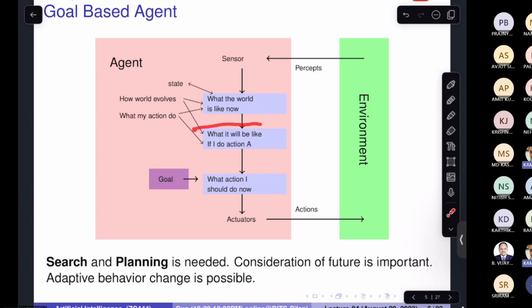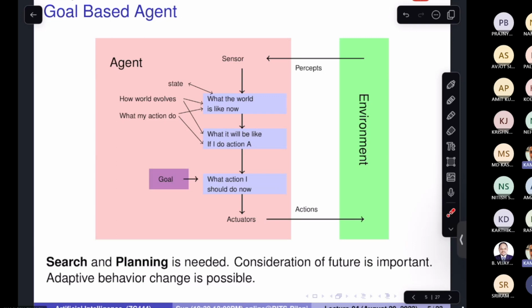So one more component is added: what it would be like if I do the action A. Whatever action is suggested, you find out that based on this, it suggests you an action. So now you also consider what it will be if I take this particular action, because by this you are changing your state. Based on the goal, you decide whether you are going to take this action, or out of the available actions, which action you are going to take, because now you have to go nearer to the goal.